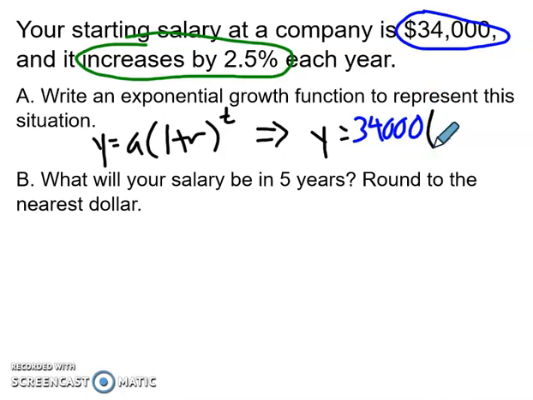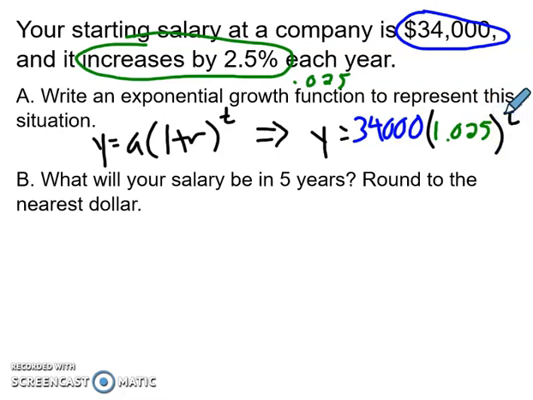And we're going to be multiplying that by 1 plus our rate of increase, or our rate of growth. And if we're increasing by 2.5%, well, 2.5% as a decimal is 0.025. So we're just going to do 1 plus our rate of 0.025. So 1 plus 0.025 is going to give us 1.025 raised to the power of t. However many years this is going to be occurring.